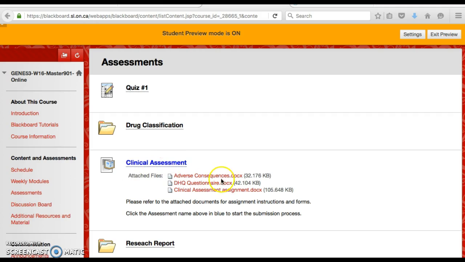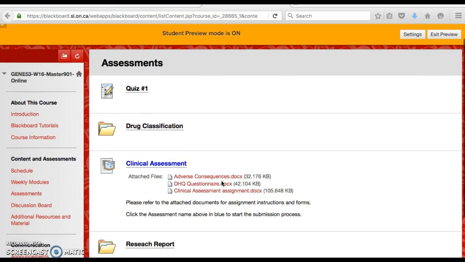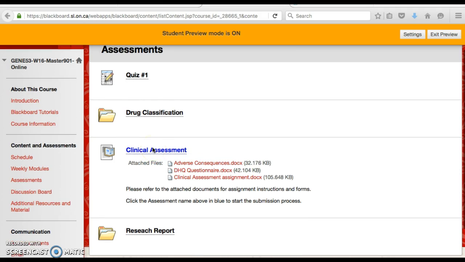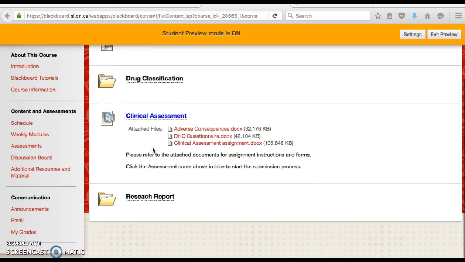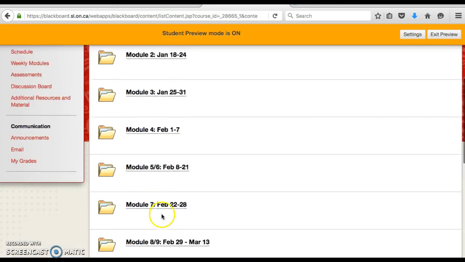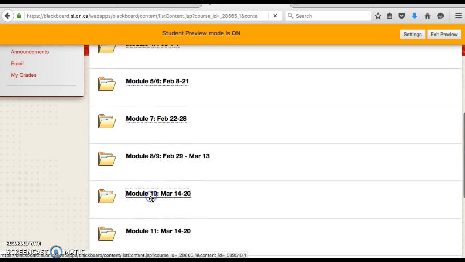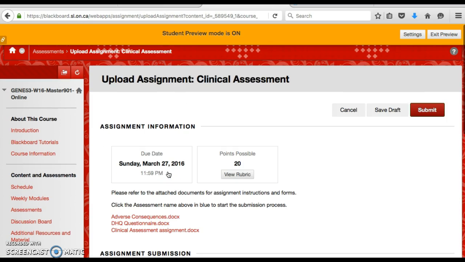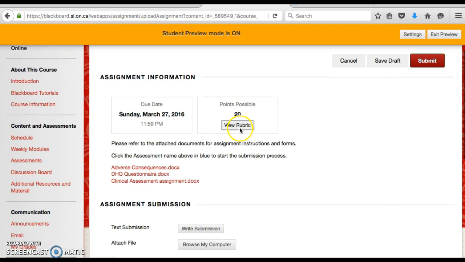There is a rubric, and the Blackboard specialist I work with actually embedded the rubric right in the Dropbox for the assignment. So let's go find that. You'll see the rubric, you can view it here.